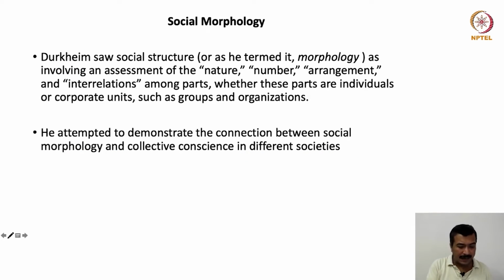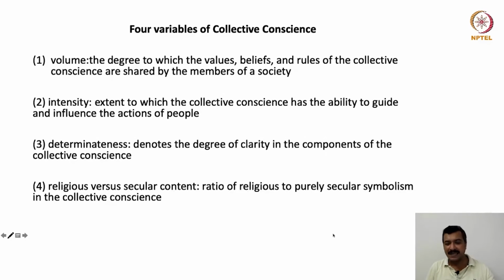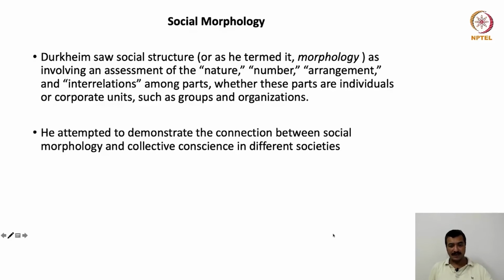And then the game moves on. Maybe the best example to understand these things would be to take two crude examples: one, a primitive, tribal society, and second, an industrial, advanced urban society. Then you will see that each of these four variables is very different in each of these societies. So Durkheim introduces this idea of social morphology.